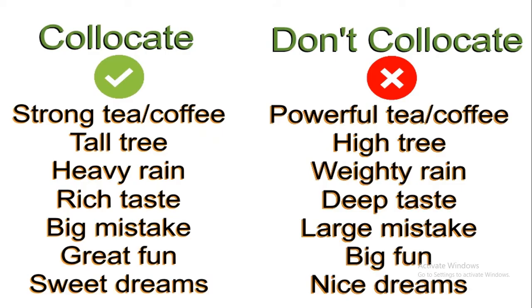Here you see some of the collocations which are rightly used and on the other side those that are wrongly used. For example, we say strong tea or coffee, tall tree, heavy rain, rich taste, big mistake, etc. While we don't say powerful tea or coffee or high tree. This is not a good or correct collocation.